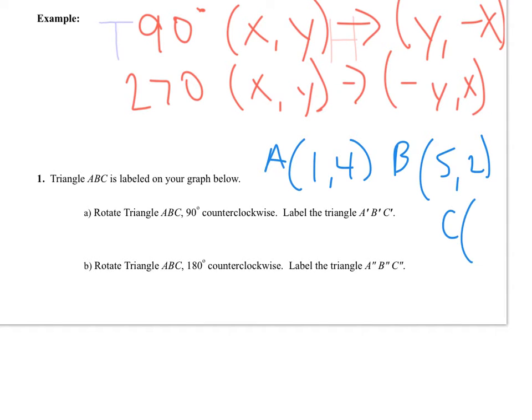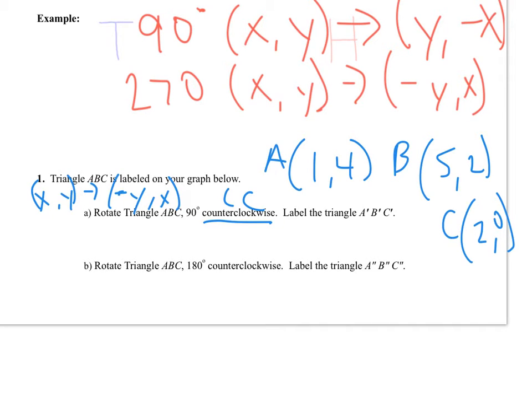And then C is 2, 0. All right? So I know that I'm going to rotate it counterclockwise, CC. So I'm going to go to the left, okay? So that means that I'm going to use the rule for counterclockwise, this one right here. Okay? Do the opposite to y and keep our x the same.